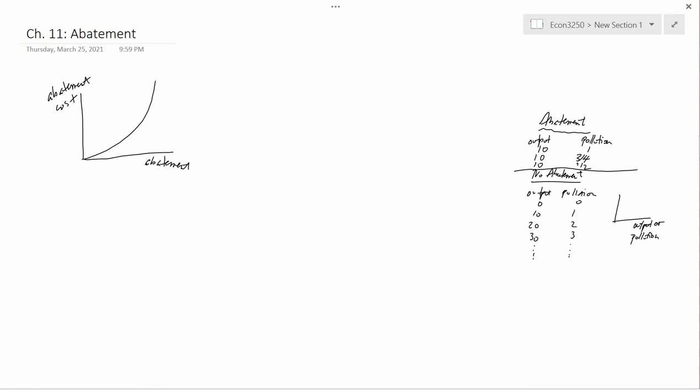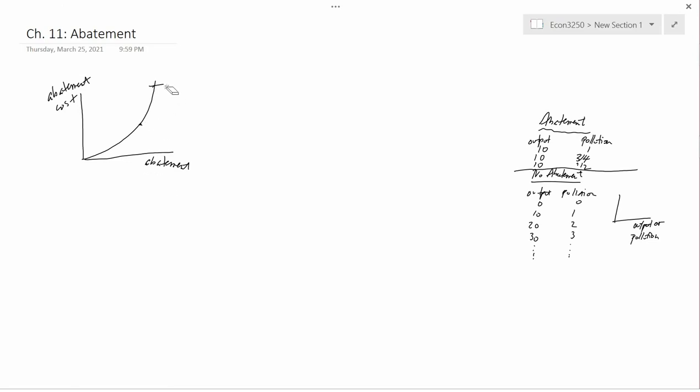And this graph assumes that when abatement goes up around here, abatement cost doesn't rise very much. But if you had the same increase in abatement over here, then you'd have a really big increase in abatement cost, like this big. In other words, as you go to the right in this graph, each additional unit of abatement has a higher and higher and higher cost.